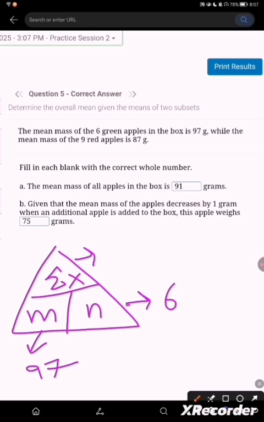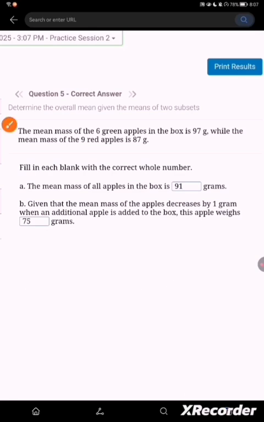Now just remember it this way. If, for example, your average weight or your average mass is 97 and you have 6 apples, that means all of these 6 apples added together divided by 6 will give you 97. So just try to rearrange the equation and see how you'll get the total mass of the apples, and you end up with 582.